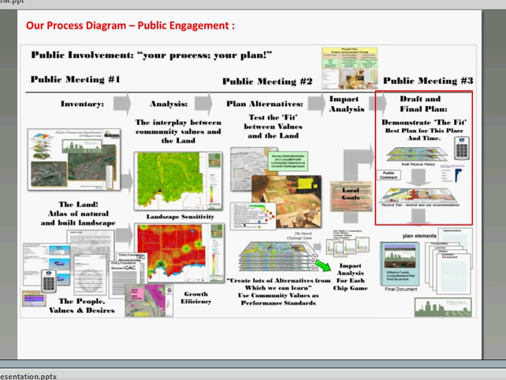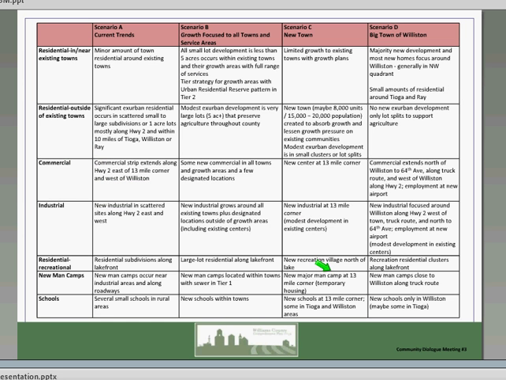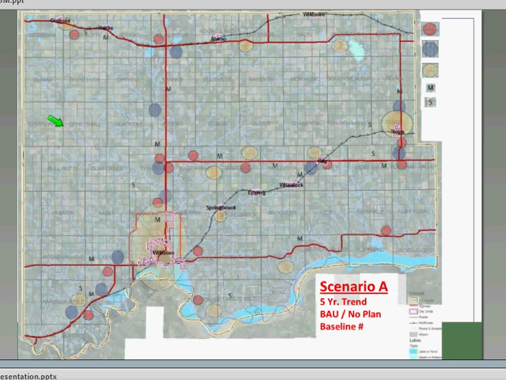And finally, the consolidation of this into sort of a preferred future. There were 4 alternatives put together by the consultant that included existing trends, all towns grew, big new town sort of approach, or the majority growth went to Williston. I see that there were some images that sort of fell off of that, but this is how the various land uses under the various land use scenarios were treated, okay? And here were some images of what they looked like.